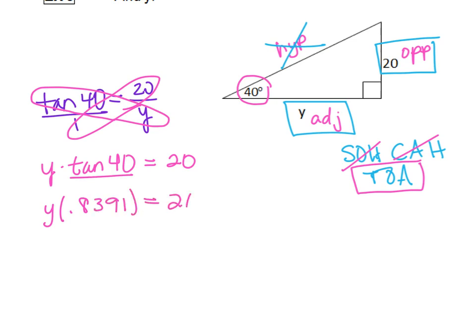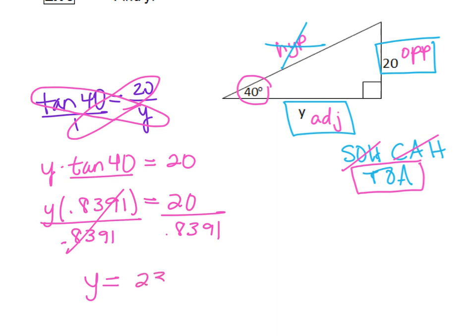is equal to 20. So how do we get the y alone? It's being multiplied by that 0.8391. So all we're going to do is divide both sides by that 0.8391. So that cancels, and that leaves us with y is equal to, and then we just type that in your calculator. 20 divided by 0.8391 gives us 23.8.